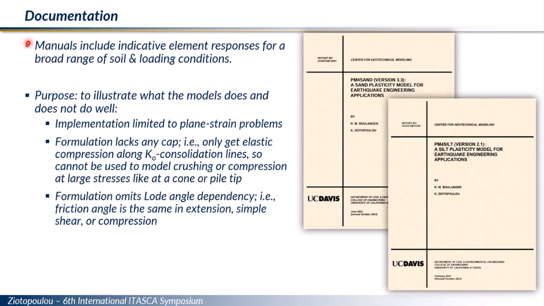The other thing we did was document everything, and we have our manuals publicly available, wherein we document what the model can and cannot do for a broad range of loading and soil conditions. And some of the limitations currently are that it's implemented in plane strain problems. We're working on a 3D version, so it'll be out quite soon. The formulation does not have a cap, meaning that if you are on a constant stress ratio path, there's not going to be any plasticity, and we have omitted the load angle dependency. And it's important for people to know that, such that they don't try and use the models for things that were never within the scope of that development. And we find that it's important to advertise these things so that people can be guided.